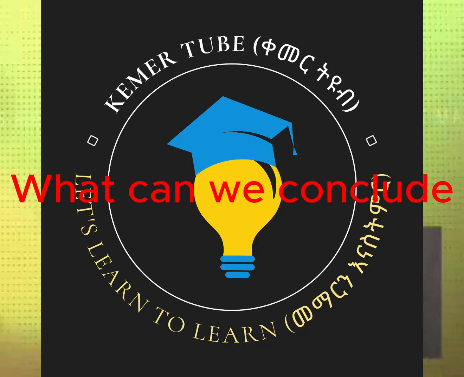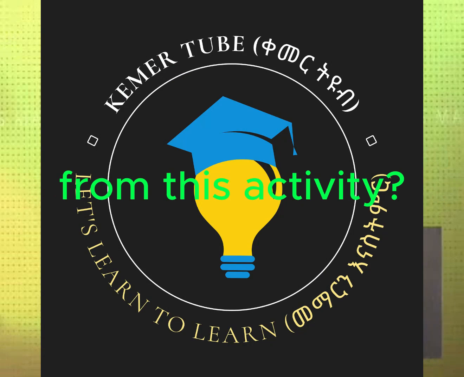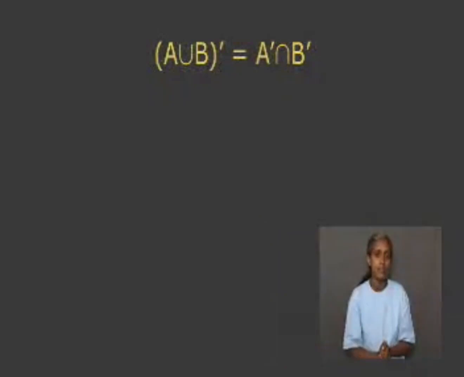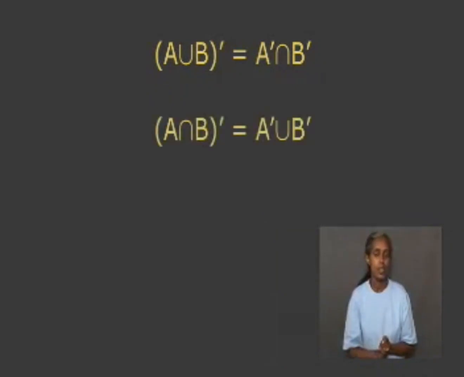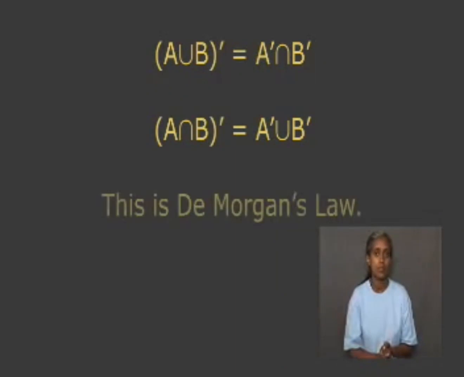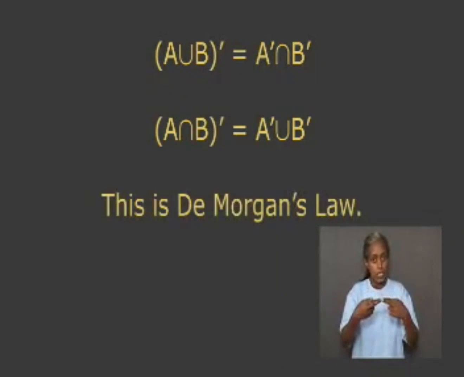What can we conclude from this activity? The absolute complement of the union of A and B equals A complement intersected with B complement. The absolute complement of the intersection of A and B equals the union of A complement and B complement. This relationship is known as De Morgan's law.